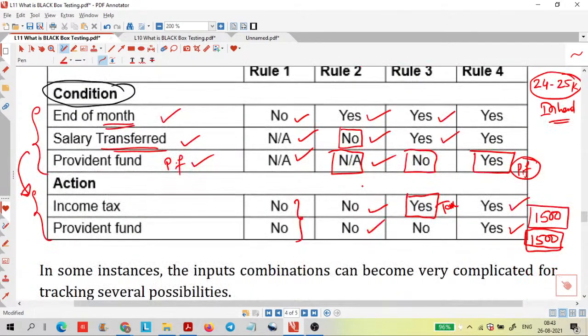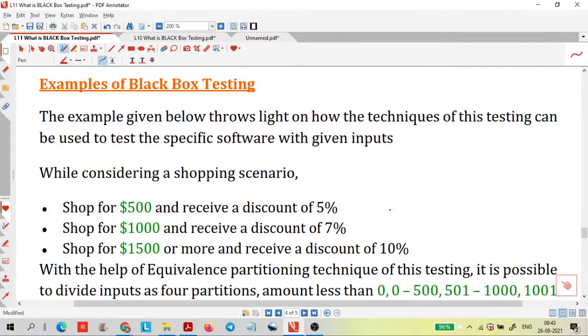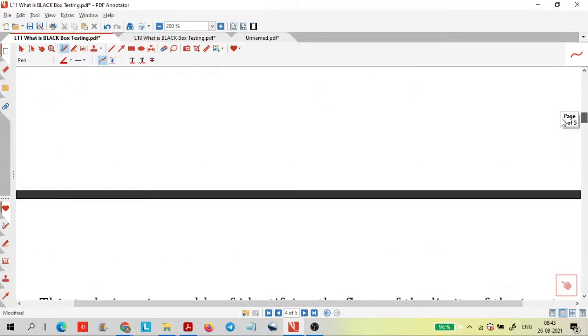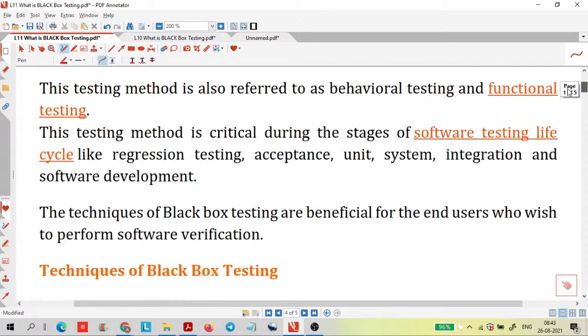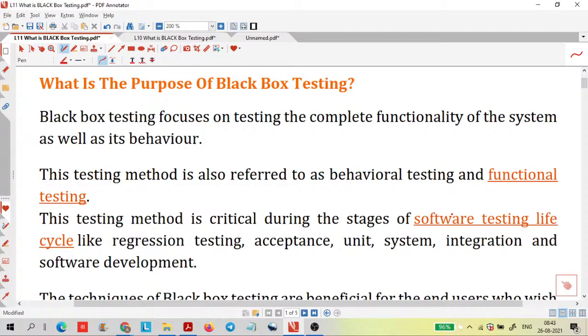So these are some conditions. Based upon the condition, the action. Okay, decision table. And in black box testing also, this technique is very popular, in black box testing and white box testing, because it reduces the time of the testing. Okay, so this is behavioral testing or functional testing.